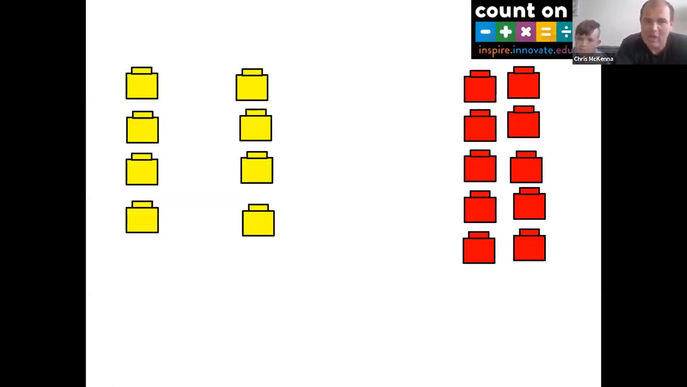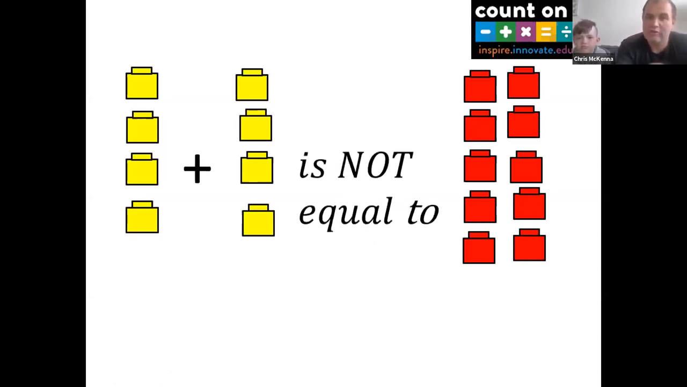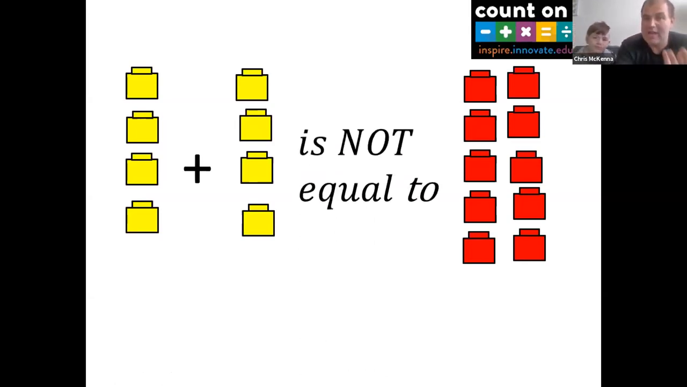Okay. How many yellows do we have? Austin? We've got 4 plus 4, which is 8. How many reds do we have? 10. Is that equal to each other? No. So 4 plus 4, the yellows, is not equal to the reds.